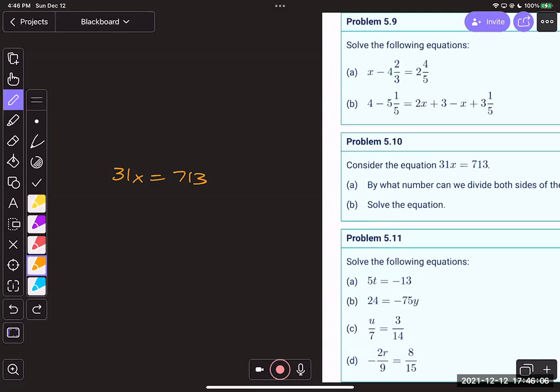The 31, right? You want to get x alone. So how do you get rid of the 31? You said divide. So what number do you divide by? 31. Exactly. That's exactly it. So at this point, you just divide by 31.